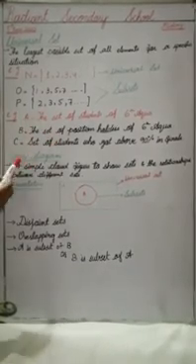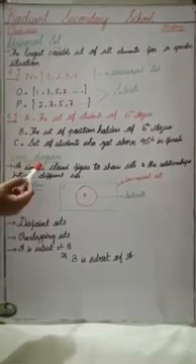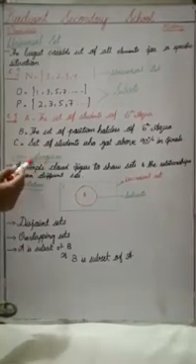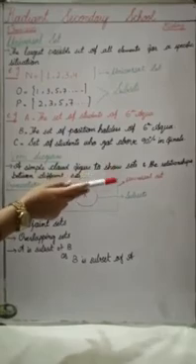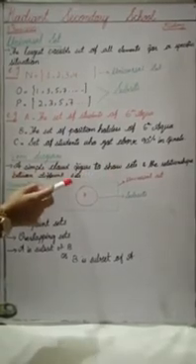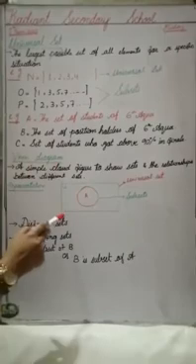Now next topic is Venn diagram. Venn diagram was actually introduced by a mathematician, John Venn. What is Venn diagram? Venn diagram is a simple closed figure to show sets and the relationship between different sets. When we have to show these sets in the form of a diagram, we use the Venn diagram. This is the representation of Venn diagram.